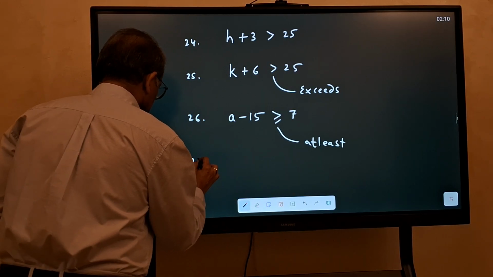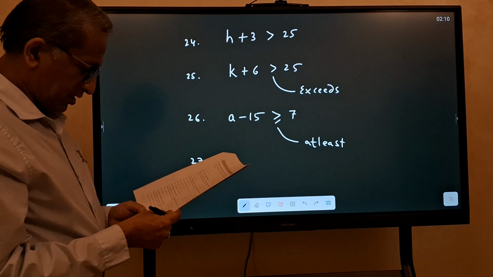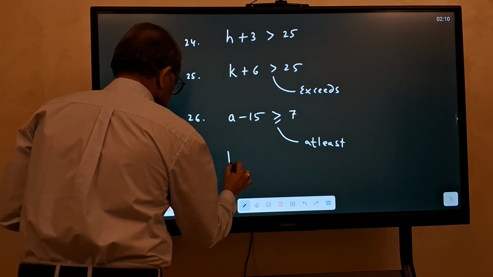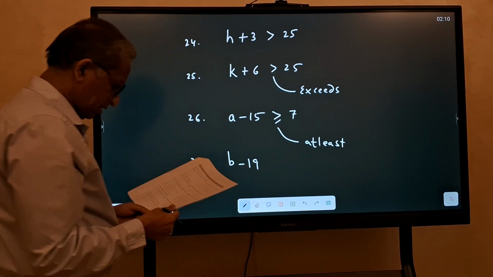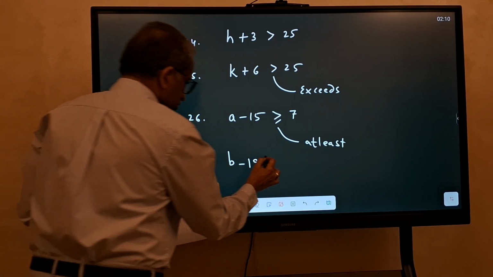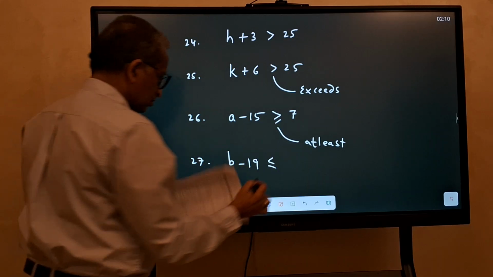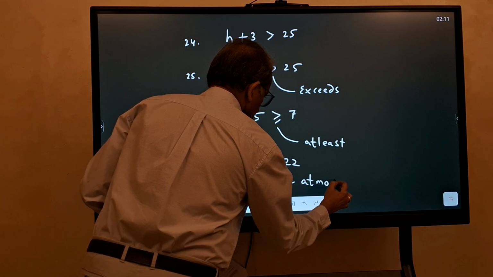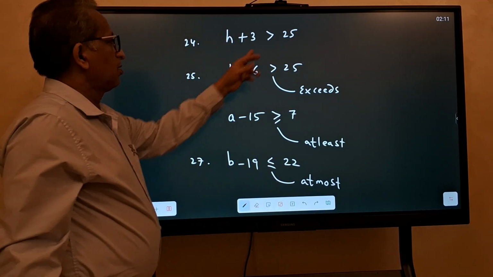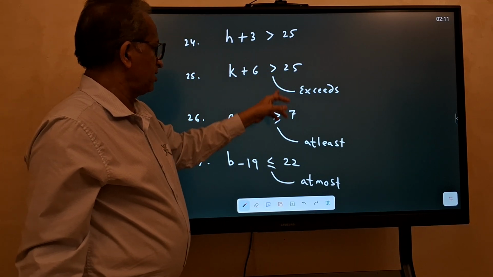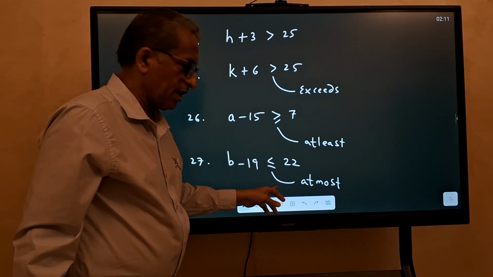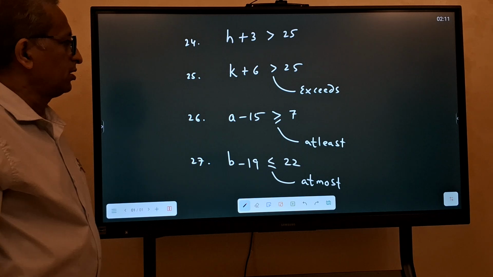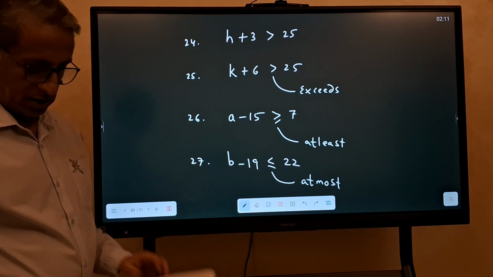Coming to the next one, 27. 19 less than b. That is b minus 19 is at most, means less than or equal to 22. This is at most. Not less than, exceeds, at least, at most. So here in this question we convert the sentence and words into linear inequalities.